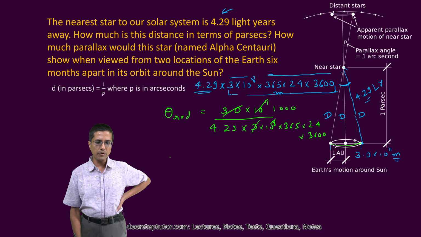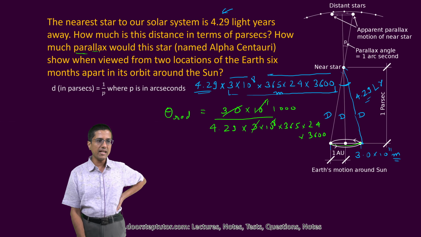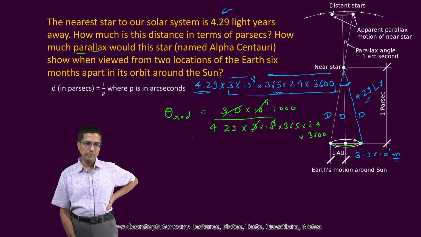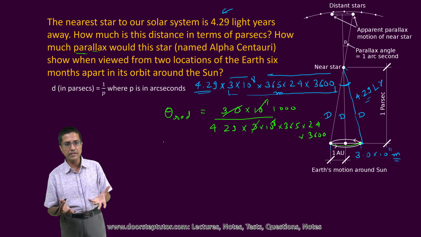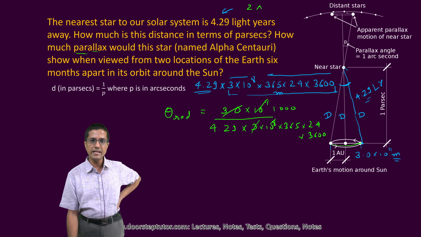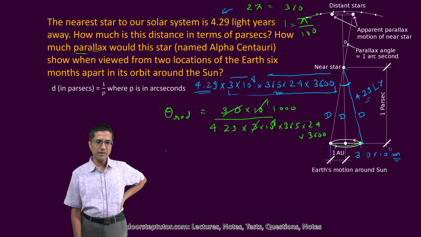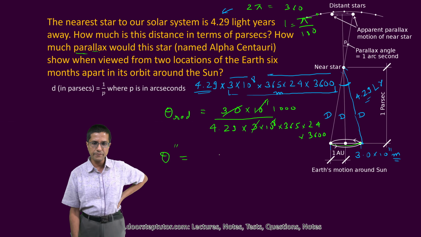Now of course this is in radians. To really understand the parallax, we have to report in arc seconds. So we need to convert this radians into arc seconds. For that, we know that 2 pi radians is equal to 360 degrees. Therefore, 1 radian is really equal to pi by 180 degrees. So first we convert our radians to degrees, but of course we want everything in arc seconds.